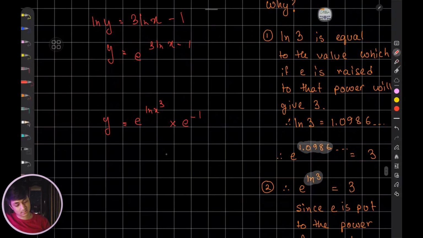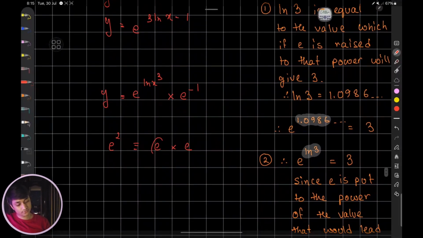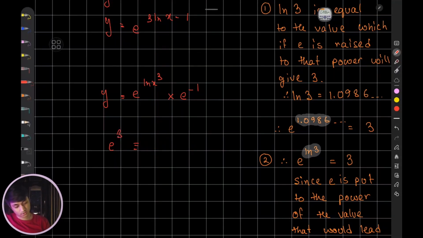Whenever you have, let's say, e square, can I write it as e times e? It is the same, right? Because when you have two e's multiplied, the powers add up. So 1 plus 1. If I have, let's say, e to the power of 3, can I say it is e to the power 2 times e to the power 1? I can say it because the powers add up to 3.